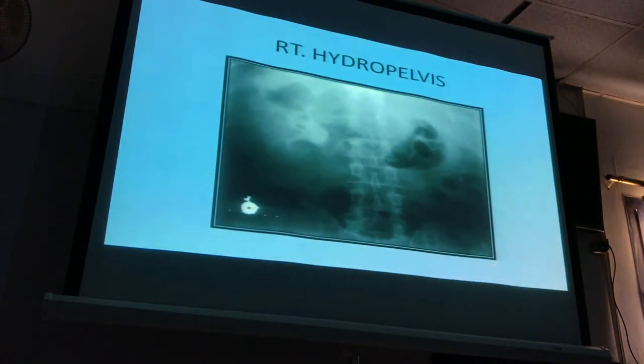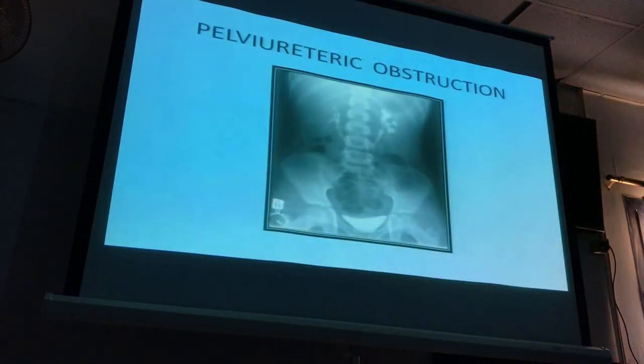It may be stone, it may be tumor, okay? Maybe benign prostatic hyperplasia. But usually benign prostatic hyperplasia goes bilateral hydronephrosis. Unilateral hydronephrosis is due to the stone goes in the right side. Maybe stone, maybe stricture. And what is the commonest cause of stricture? Bilharzia and tuberculosis.